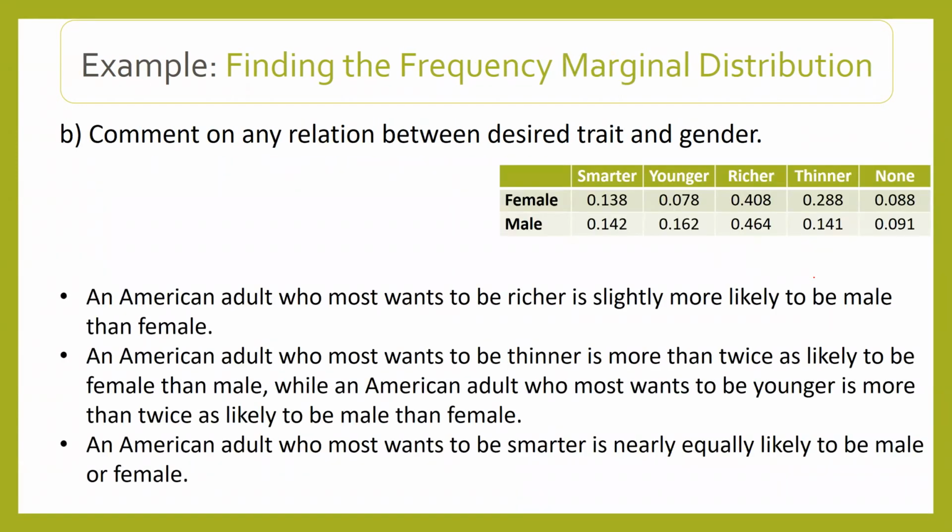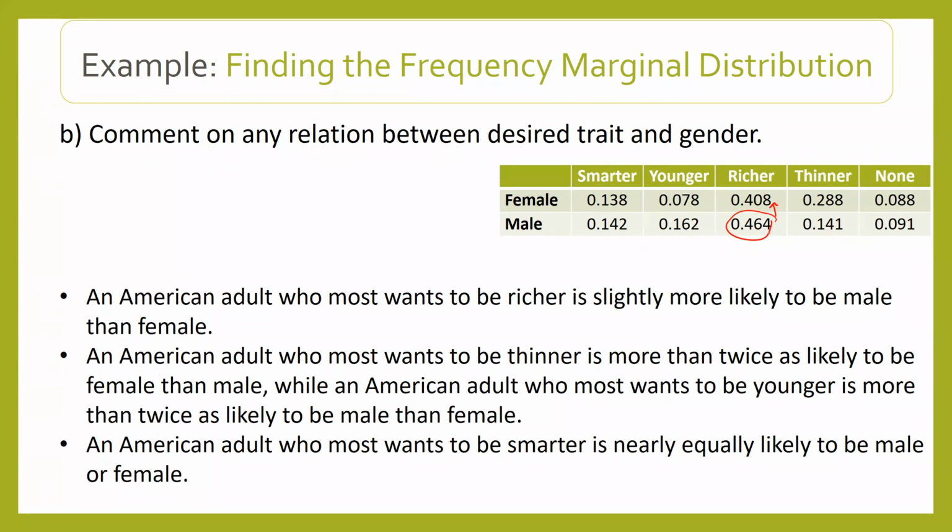Okay, so let's go to the second part. So I just bring this table back here. It's exactly the numbers we got before. So how do we comment on this? First, an American adult who most want to be richer is slightly more likely to be male than female. So richer is most likely male than the female. 0.46 is a little likely. Okay, so this is very good to see the proportion.